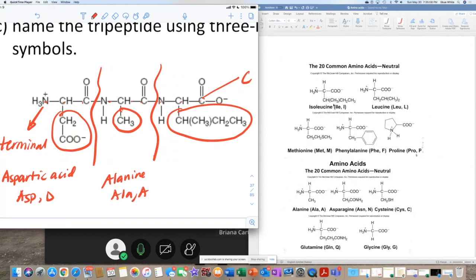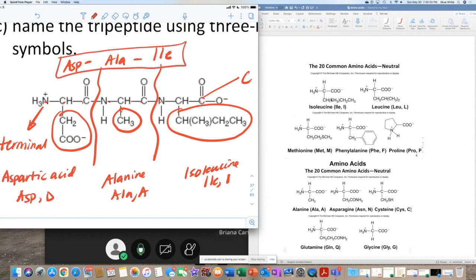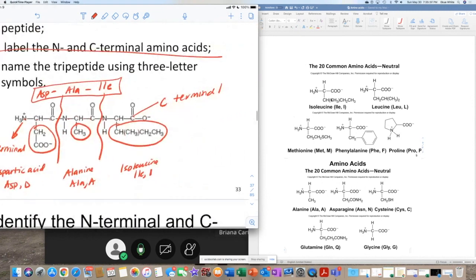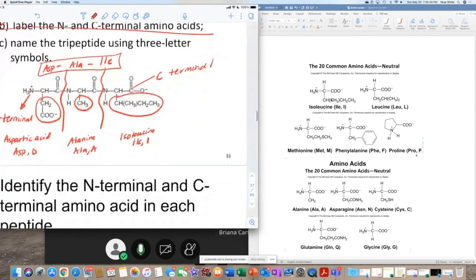Weird. That's this. Isoleucine. ILE. I was about to say L. No, this is I because leucine is L. That's I, right. 3-letter abbreviation: ASP-ALA-ILE. Right, that would be the name of this. Okay.